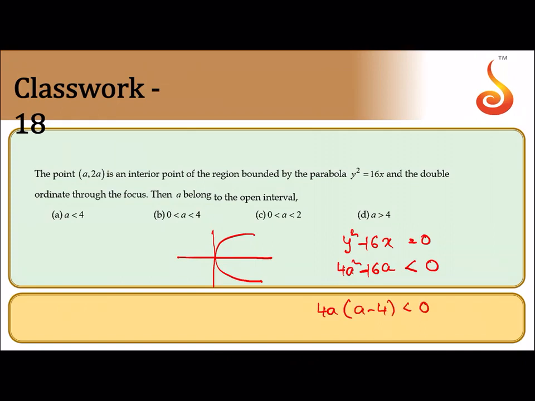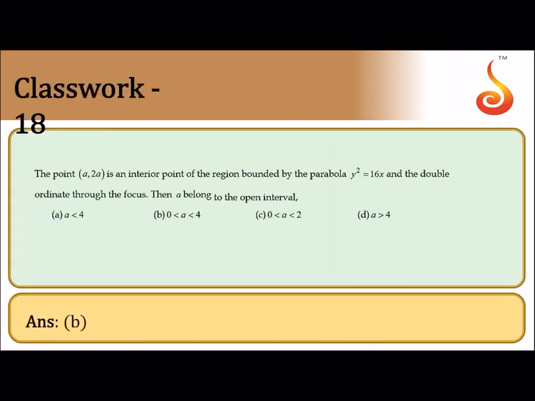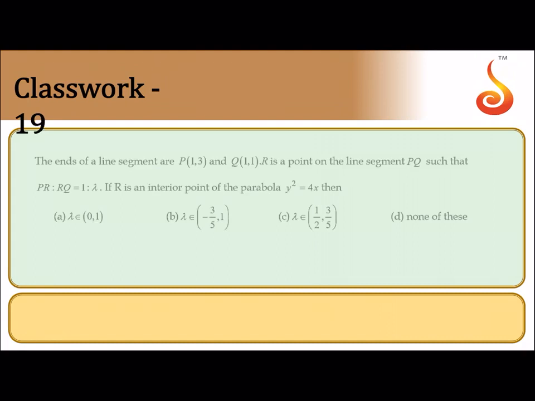So 4a you can take common. You get a minus 4 less than 0. This implies a lies between 0 and 4. Option B, using the concept S11 less than 0. Option B is correct.